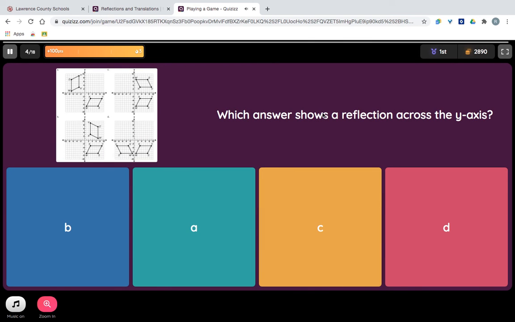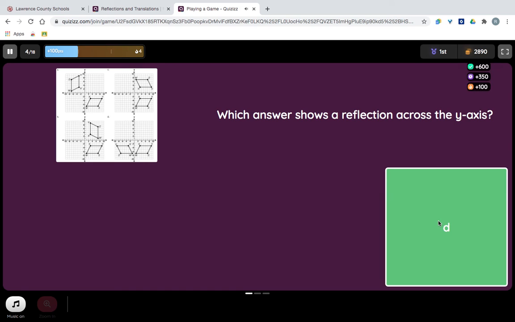This one says, which answer shows a reflection across the y-axis? You've got to think a little bit more about this, but not too bad. The y-axis is going to go up and down, right? There's only one of these that's going to reflect over the y-axis. This one reflects over the x-axis. These two are actually forms of rotation, it looks like. As far as reflecting over an axis, this one reflects over the x-axis, this one reflects over the y-axis. So the answer would be D. It's kind of small, as is C, but it's your fourth option, so you should be able to tell it's D.